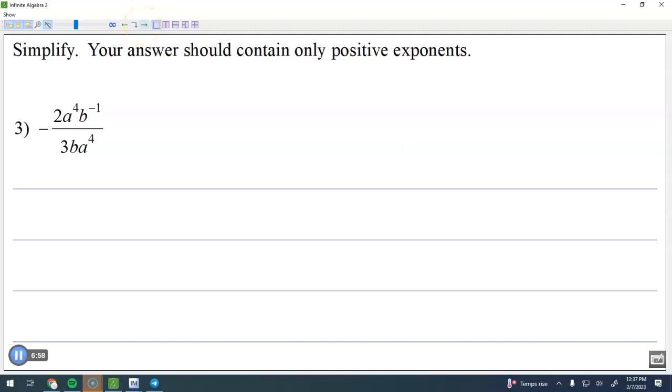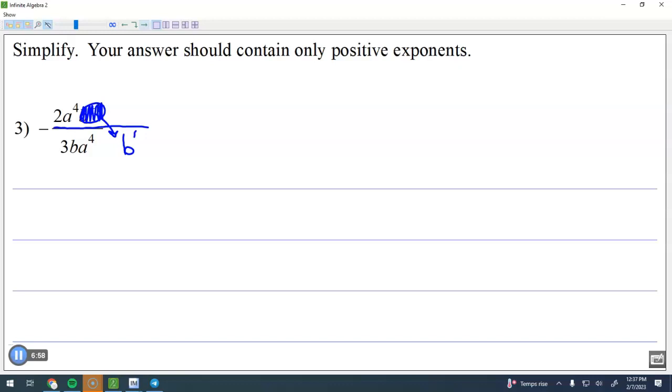Number 3, again, I'm going to get rid of negative exponents. I don't know if I need to rewrite the whole thing this time. I think I could just say, okay, that b to the negative first is going to go downstairs and become b to the first. And like, that's fine. I just have a long fraction down there. I don't think I need to rewrite that. You can. Sometimes that's like more trouble than it's worth.